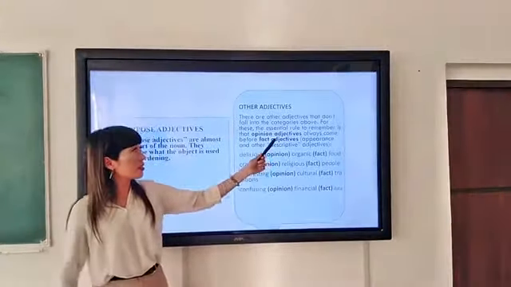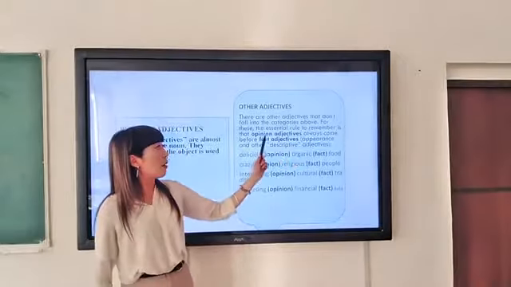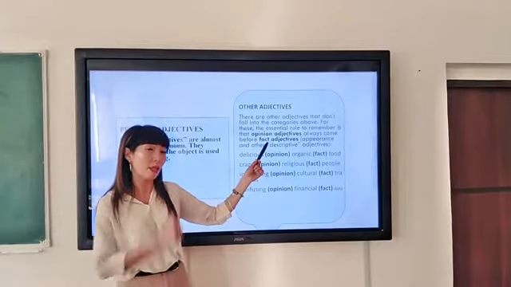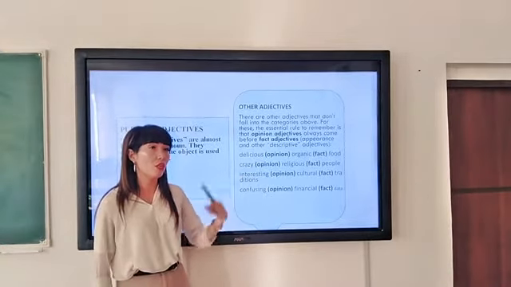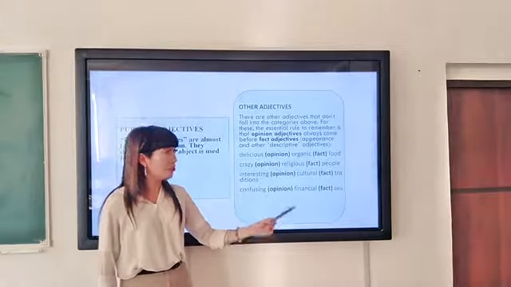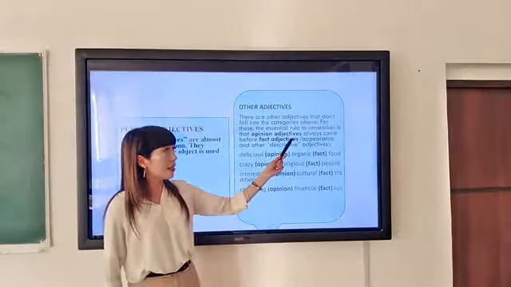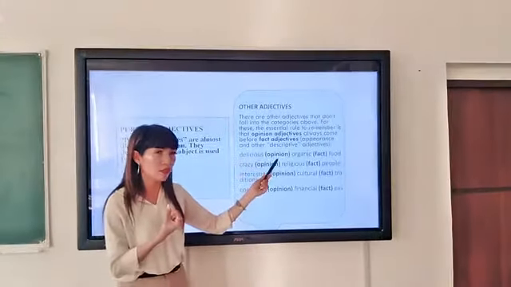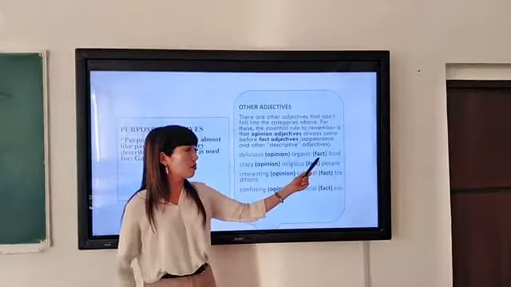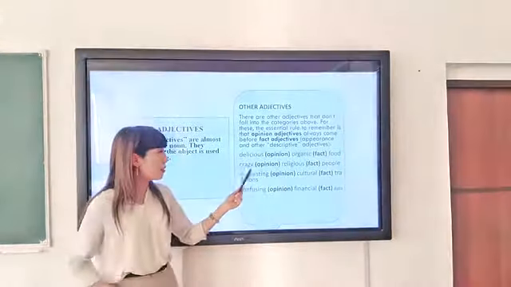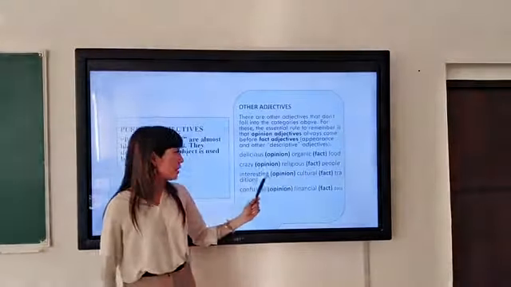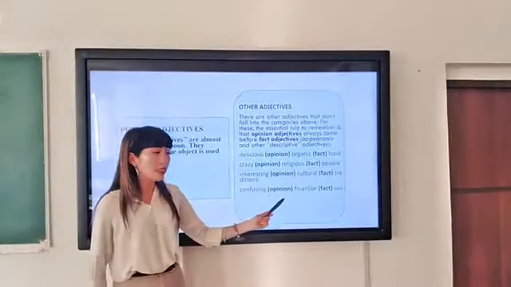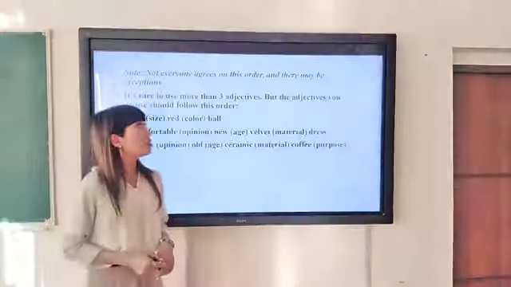And I'm going to explain that you have to remember that opinion adjectives always come before fact adjectives. As I said above, we have two types of adjectives, subjective and objective. In this case, opinion adjectives always come first. For example, delicious, it means opinion. Organic, it means fact. Crazy, it is opinion. Religious, it is fact. Interesting, it is opinion. Cultural, fact. Confusing, it is opinion. And financial, it is fact.